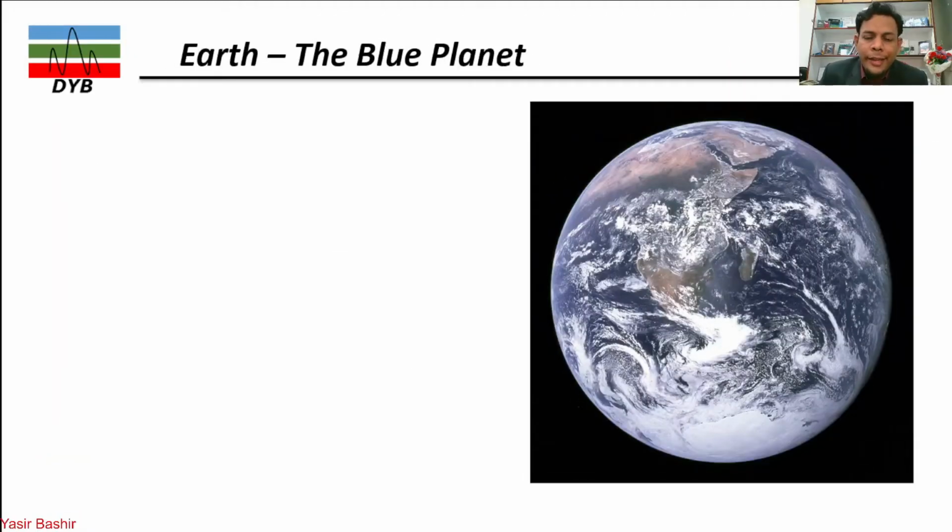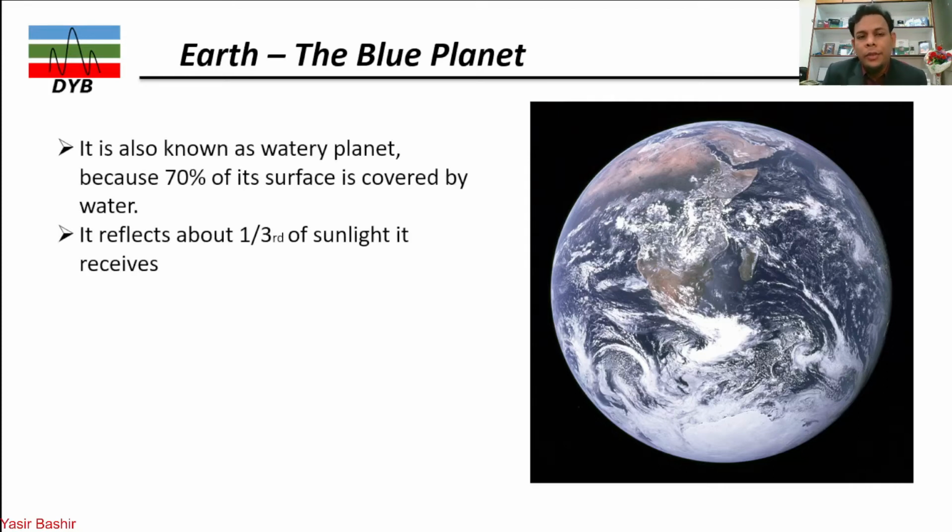Now we're looking at the Earth, which is the beloved planet. This is also called the blue planet. Why is it called the blue planet? Because 70% of its surface is covered with water. And it reflects about 1/3 of the sunlight it receives. So that's why the temperature of the Earth is much lower than the other planets surrounding the Earth.